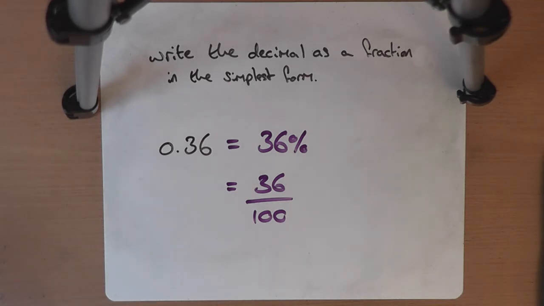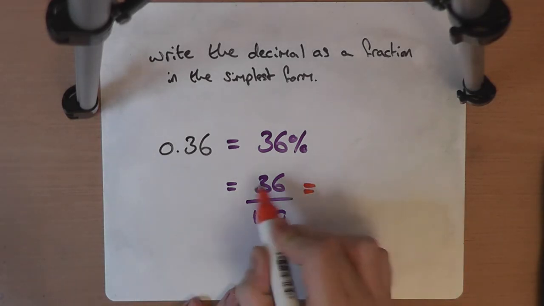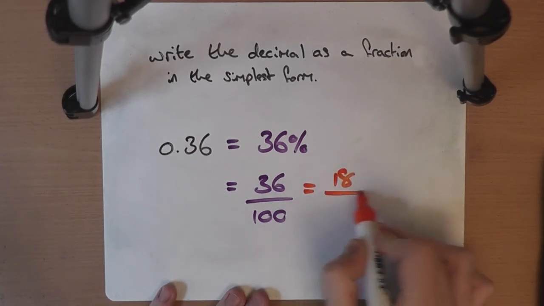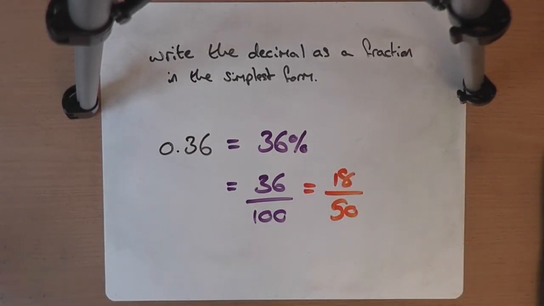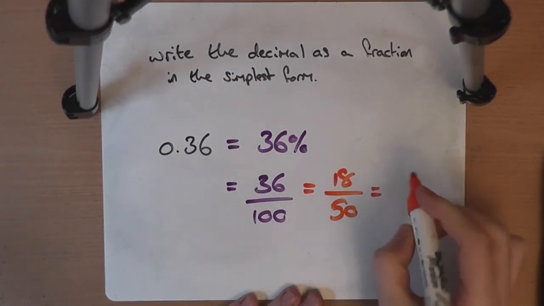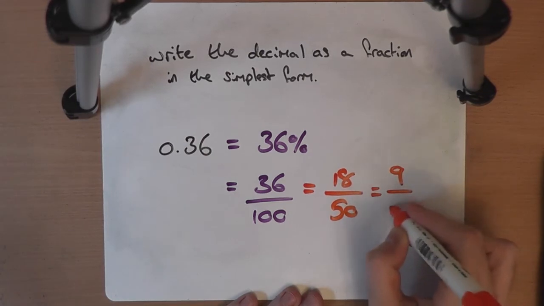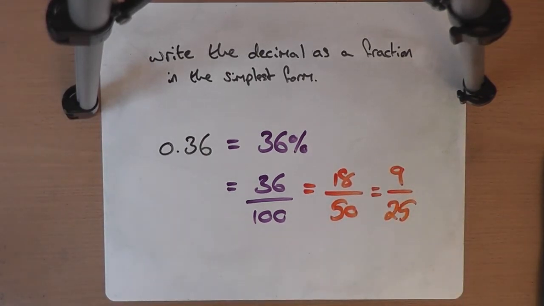36 and 100 are both even numbers, so they will both divide by 2. So we could divide by 2 on the top and get 18, and we could divide by 2 on the bottom and get 50. 18 and 50 are also both even numbers, so we could divide by 2 on the top and bottom again. We could do 9 on the top and 25 on the bottom. And it turns out that that is it. 9, the smaller of the two numbers, well, if we discount the 1, because 1 isn't going to be useful, 9 will divide by 3 or 9, and 25 will divide by neither of those, so it turns out that that is the simplest form.